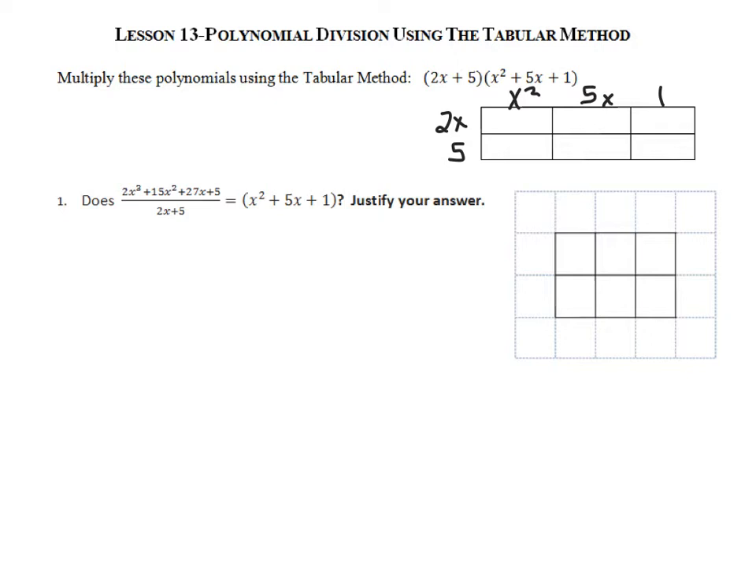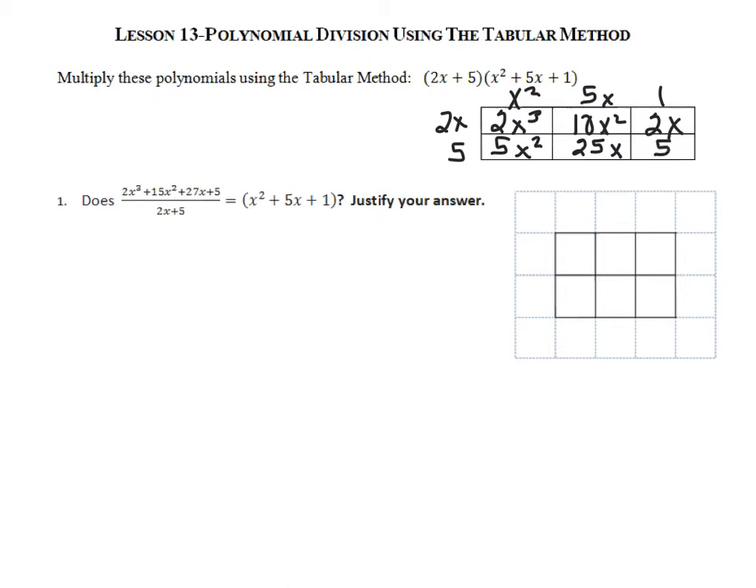So 2x times x squared, that's giving me 2x cubed. 2x times 5x, that's giving me 10x squared. 2x times 1 is 2x. 5 times x squared is 5x squared. 5 times 5x is 25x. And 5 times 1 is 5.